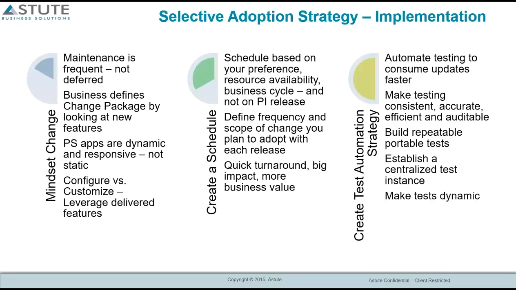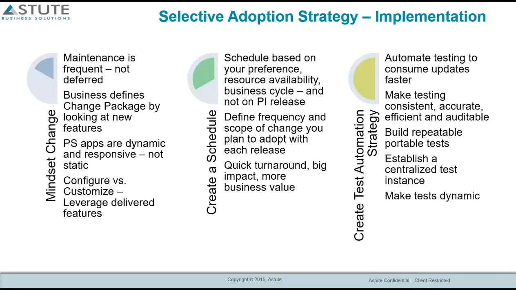Once you have that schedule set, we highly recommend that you consider having an automated test strategy, because even if you apply it once a year, understanding the impact, regression testing that to ensure that nothing else upstream or downstream is impacted or broken, and having full visibility into that deployment process through automated testing becomes a very critical part of your overall selective adoption strategy.